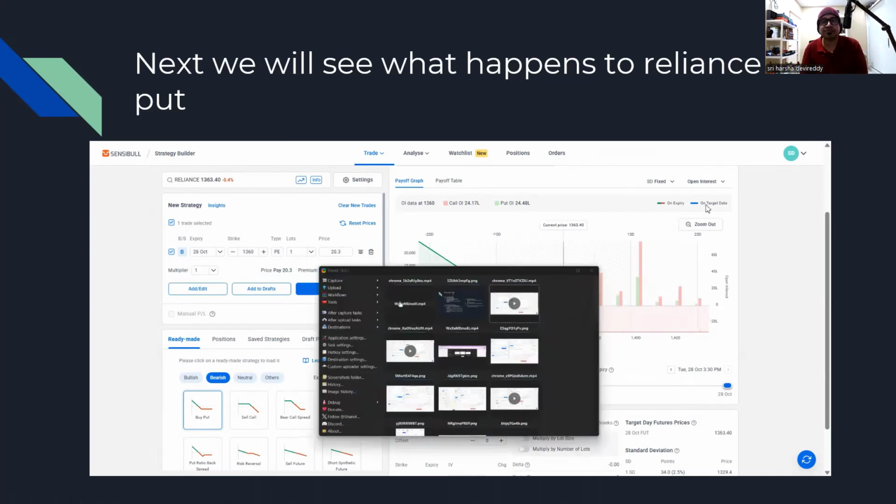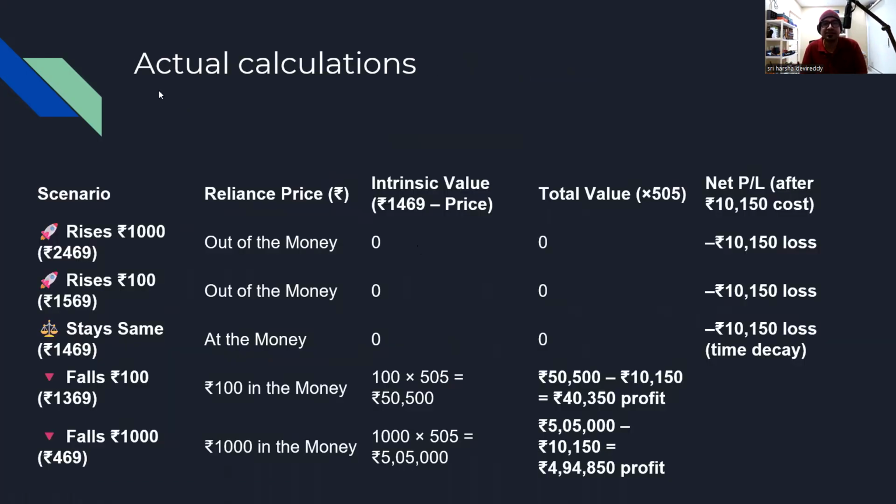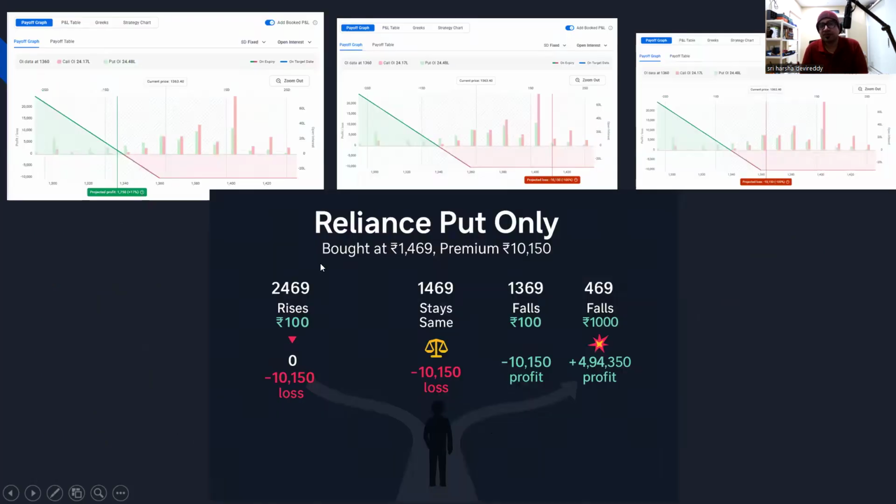Now we're getting something like this actual calculation. This is the Nifty put calculation. So it will be in loss when the stock is rising, or when the stock is at the same level. How much is the loss? 10,000. That is fixed. But if the Reliance share falls, then it starts making money. If it falls 100 rupees, you'll make 40,000. If it falls 1,000 rupees, you'll make 4.5 lakhs. Now combine both of this.